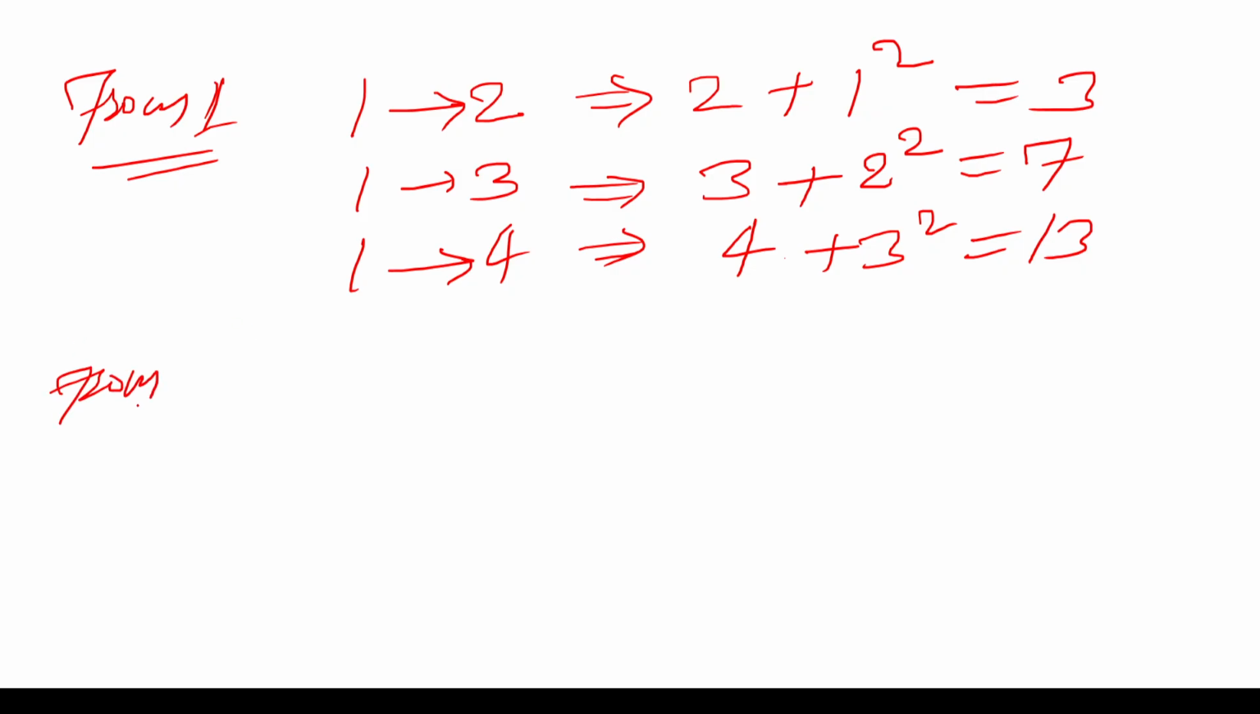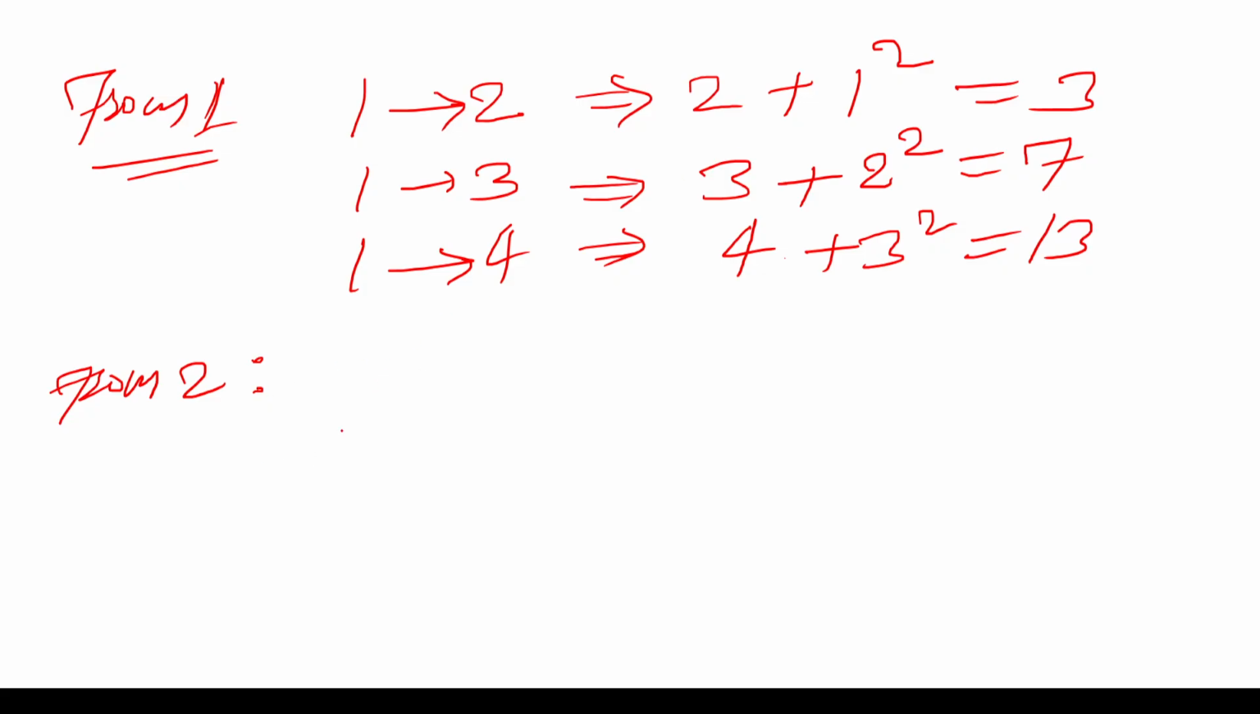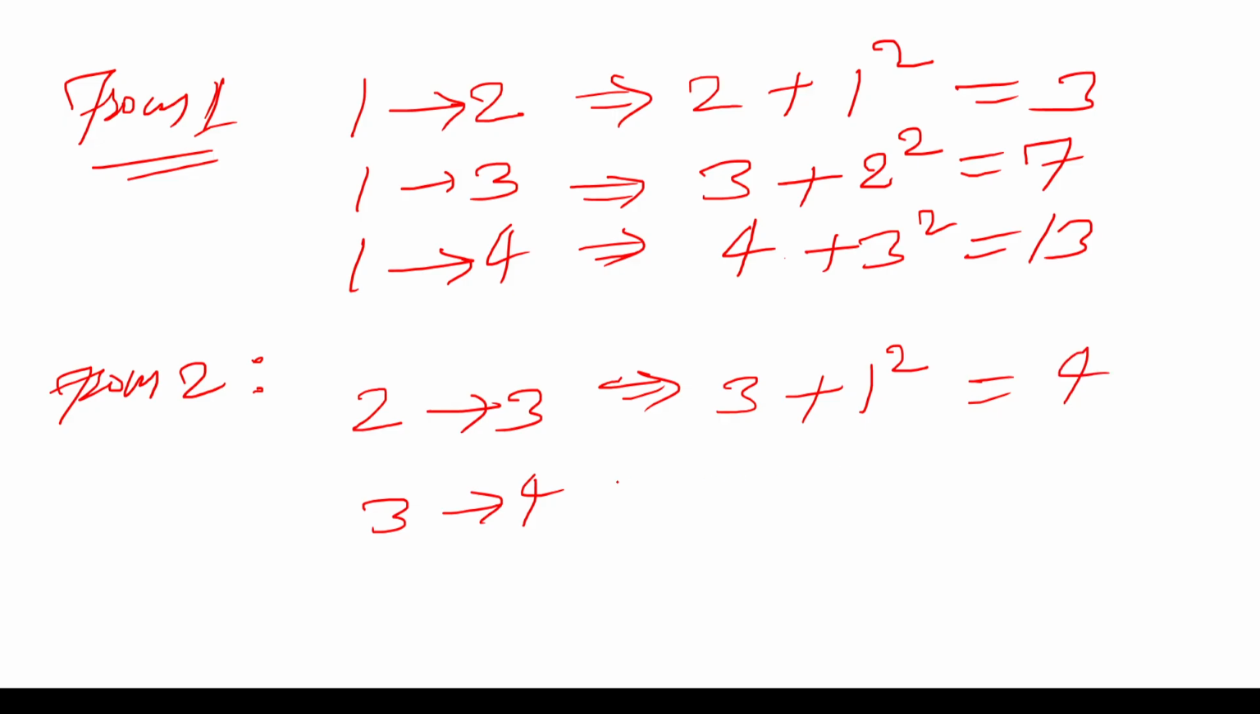Similarly, we'll go for 0, 1 and 2. This is 2. So when we go to 2, what are the possibilities? From 2 we can go to 3 and 4. Only 2 possibilities are left. From 2 to 3 we will go, and then 2 to 4 we will go. Only these 2 possibilities are there. Similarly we'll calculate. This will become 3 plus 3 minus 2, which is nothing but 1 squared, so we'll get 4. Similarly for this step, it becomes 4 plus 2 to the power 2.